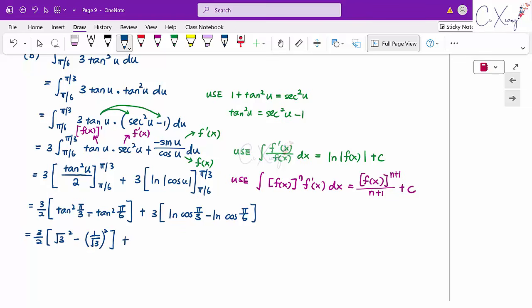Okay, then plus 3. What's the value of ln cos pi over 3? So ln cos pi over 3, cos pi over 3 is cos 60 degree, which is half. Cos 60 degree is a half, right? Then minus ln cos 30 degree will give you surd 3 over 2.